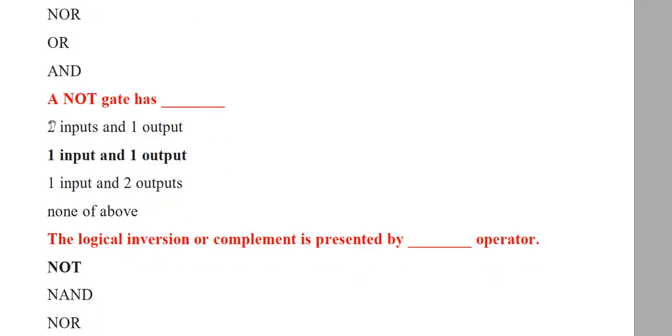A NOT gate has one input and one output. It has one input and one output. Yes, NOT gate is an exception. It has one input and one output, whereas all other logic gates have minimum 2 inputs and one output only.